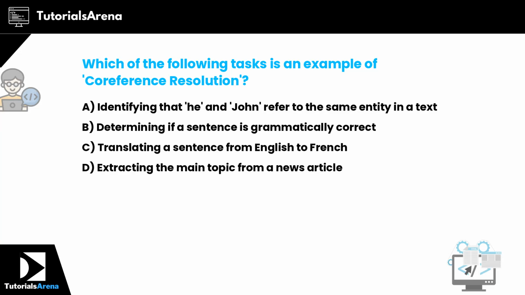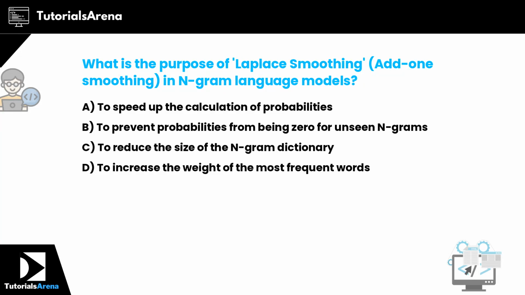Which of the following tasks is an example of coreference resolution? The correct answer is option A, identifying that he and John refer to the same entity in a text. What is the purpose of Laplace smoothing, add-1 smoothing, in n-gram language models? The correct answer is option B, to prevent probabilities from being zero for unseen n-grams.